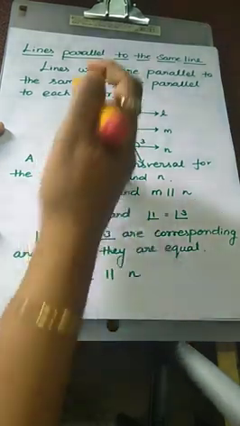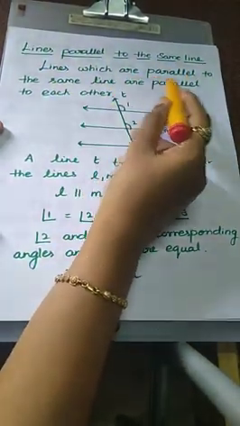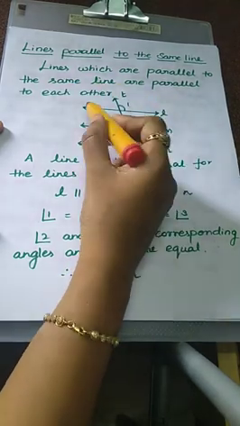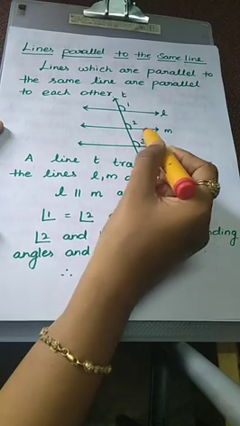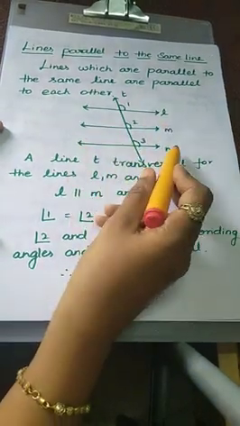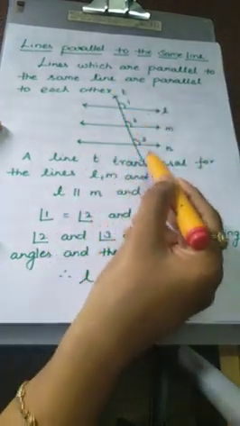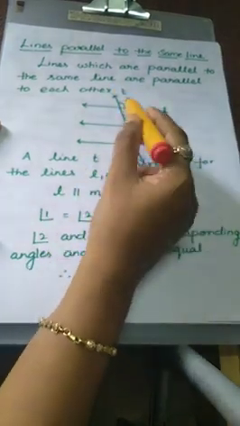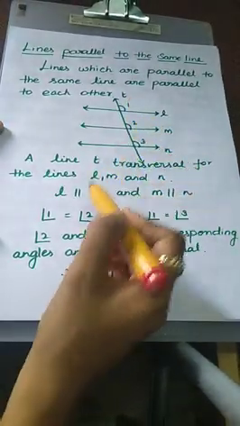Next condition: lines parallel to the same line. Lines which are parallel to the same line are parallel to each other. This is the first line L, this is the second line M. The line L is parallel to M. Okay. Next, the line M is parallel to line N. Actually, T is the transversal line. This transversal line intersects the parallel lines at points 1, 2 and 3. The angles formed are angle 1, angle 2, angle 3.